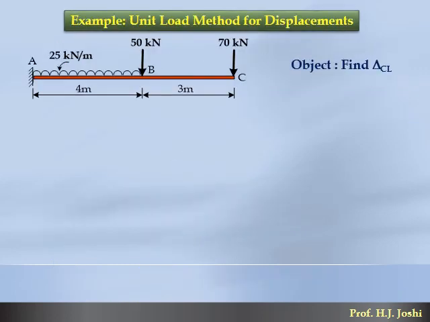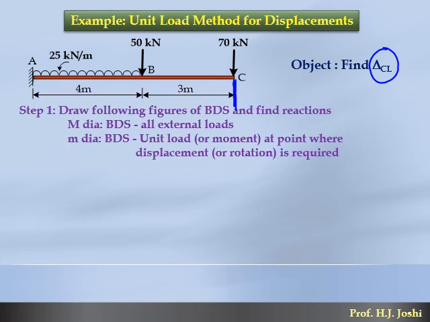Okay. Now let's practice the unit load method for displacement. Here we are targeting only displacement at C in the vertical direction. This is our objective, to find the vertical displacement at C, delta CL. For that, the first figure we have to plot is the M diagram with all external loads, and the second figure is the small m diagram with unit loads.